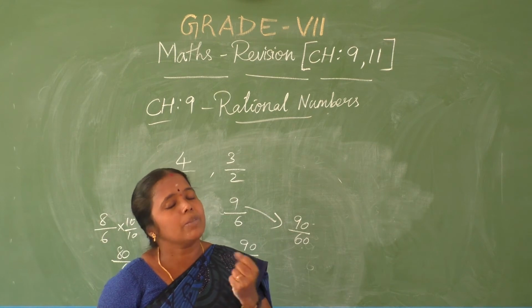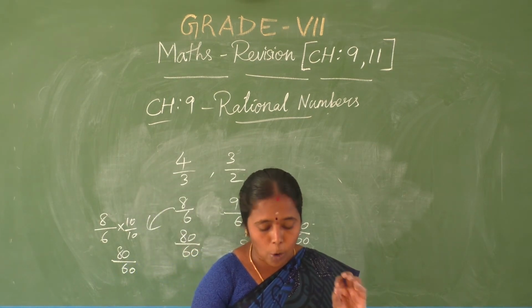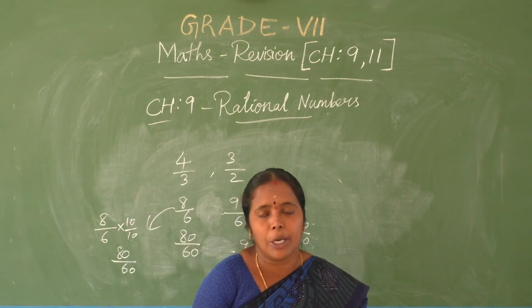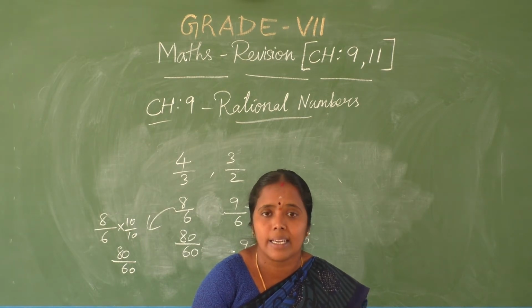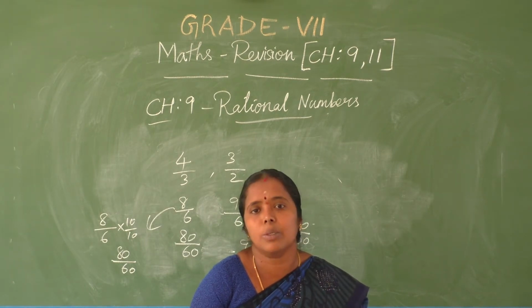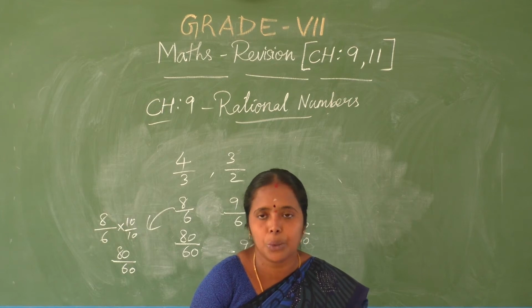From this, what do we conclude? How many rational numbers are there between any two rational numbers? What is the answer? There are many rational numbers in between any two rational numbers.